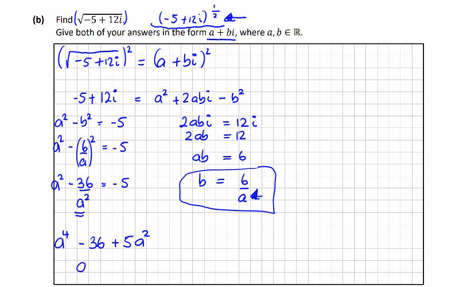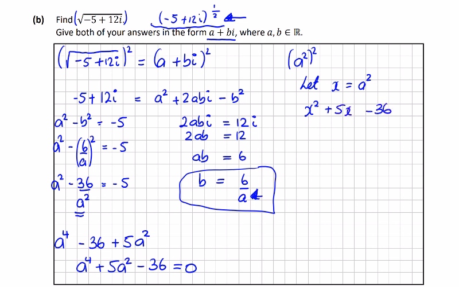Now, you should identify that this can be factorized. a to the power of 4 plus 5a squared minus 36 is equal to 0. You could write it as (a squared) squared, and you could say let x equal a squared. So I could do that. Therefore I'm going to have x squared plus 5x minus 36 equals 0. You can see here it's going to be a 9 and a 4.